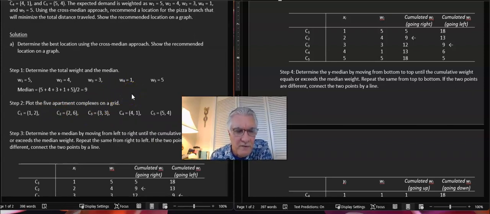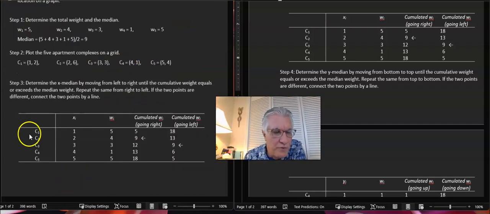Now this isn't, again, this isn't where the restaurant would be located. These are where the apartment complexes are located that need to be served. So the intention here is to open up one pizza restaurant that'll best serve these 5 apartment complexes with these 5 demands based on the population of those apartment complexes.